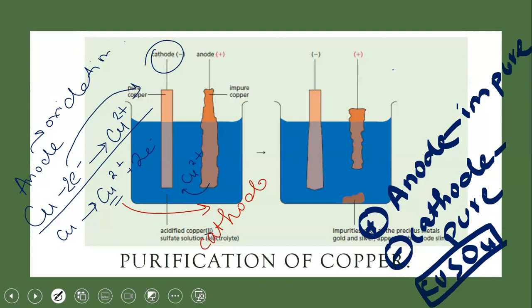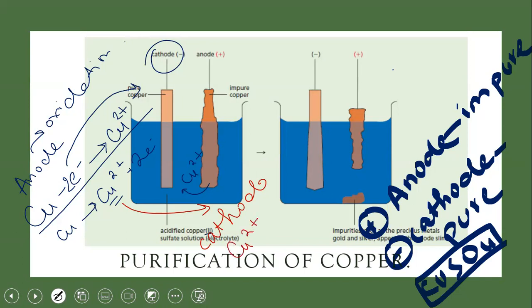The copper metal in the anode is impure copper, because it has other metals mixed inside of it. So what will happen is that the impure copper will turn into copper 2 plus. It will lose electrons and turn into a positive copper ion. Now we have positive ions. Where do the positive ions go? Positive ions always go to the cathode. So this copper ion will go to the cathode.